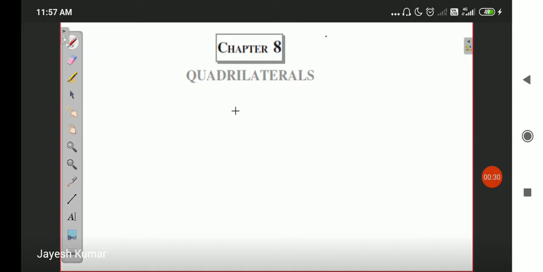For today's class, it is only an introduction to quadrilaterals. We will go step by step. We will first of all learn what is a quadrilateral, how is it formed, basic properties of quadrilaterals, and then we will move on. So first of all, let us discuss the definition of a quadrilateral. What is a quadrilateral? It is a polygon.